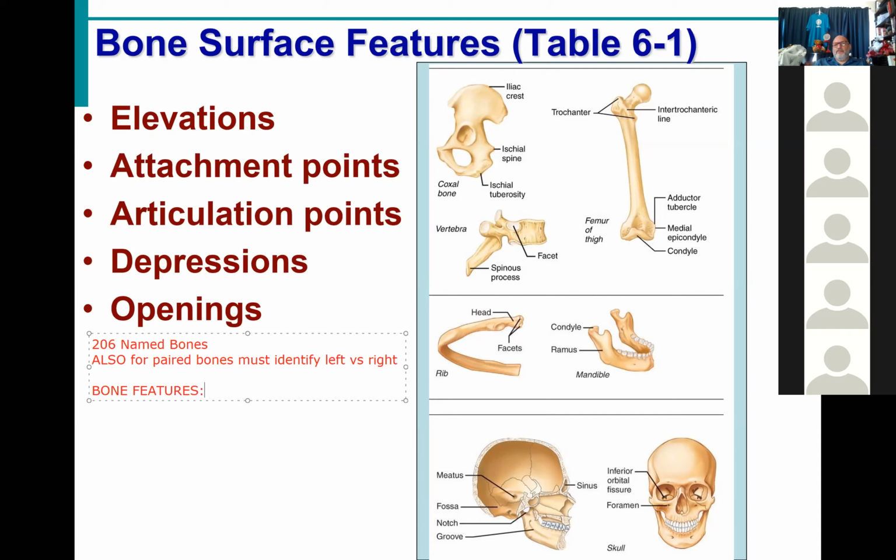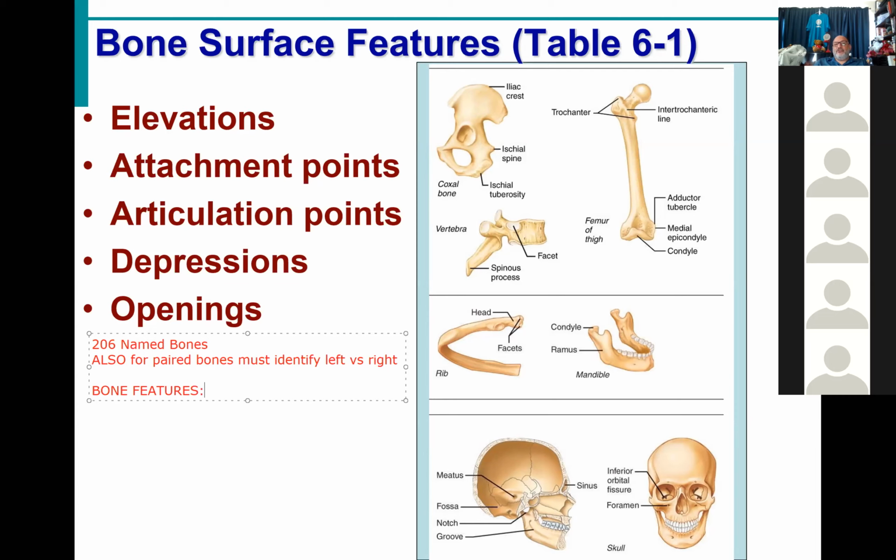But guess how many bone features you have to know of the vomer? None. Does that mean the vomer doesn't have bone features? No, of course it has bone features. But how many of them do you need to know for the exam? 0. So all you need to do is be able to recognize the vomer.